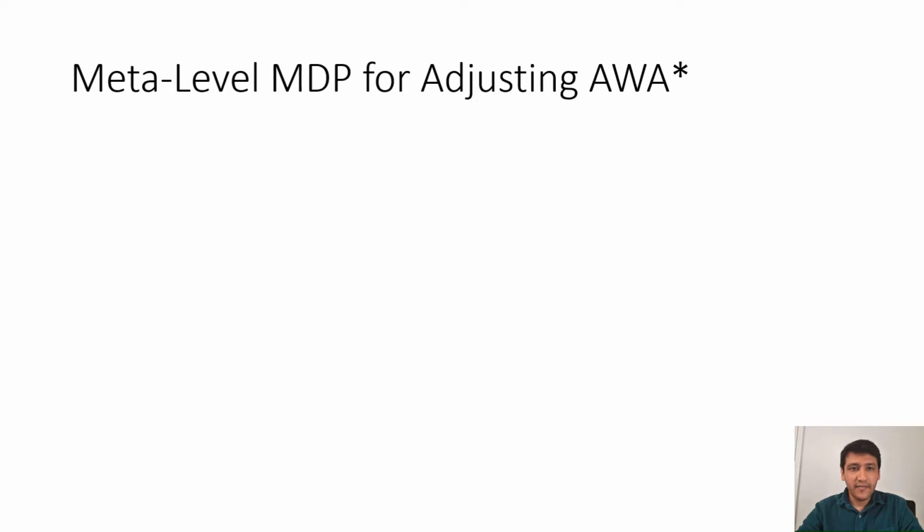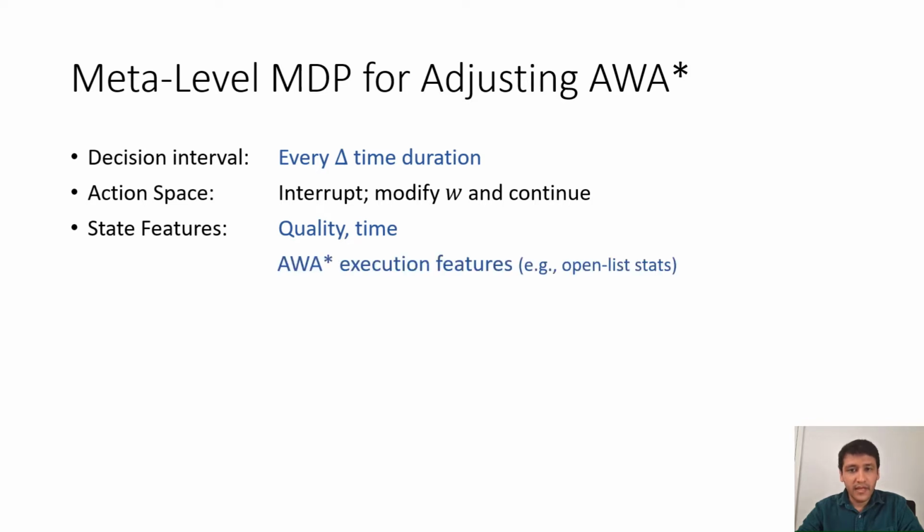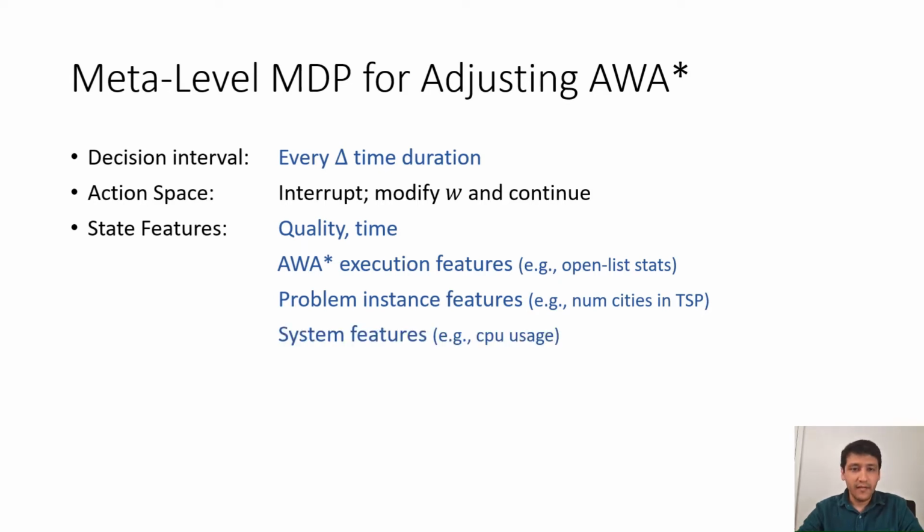Now let us define the meta-level MDP for monitoring and controlling AWA star. The meta-reasoner intervenes every delta time duration, say every 1/20th of a second. It intervenes to either interrupt the algorithm or modify the weight and continue. The state features include the quality of the latest solution, the time consumed so far, AWA star internal features such as statistics related to the open list, and search problem instance features, for example, the number of cities in traveling salesman problem, and maybe even system level features such as CPU usage.